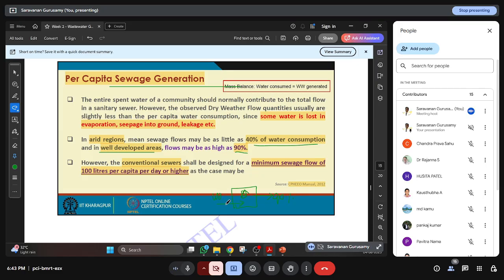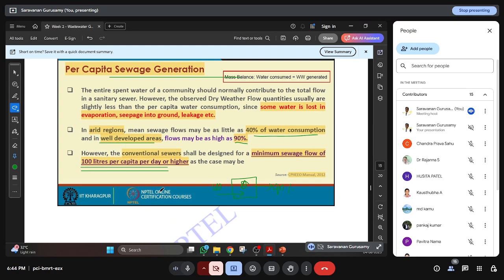So 100% is going in. That is called a system mass balance. In a well-developed city, only 10% will be consumed. But in an arid zone, 40% will be consumed and only 60% is coming out as wastewater. And conventional sewers shall be designed for a minimum sewage flow of 100 liters per day. That is a small value you have to take care of. If your value is 90 liters per capita per day, you have to take a minimum value of 100 liters per capita per day or higher. That is your minimum value to design the sewer. Then only the self-cleansing velocity of the sewer will be maintained. You understand? This is the minimum flow you have to consider.